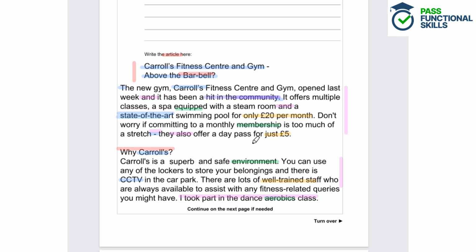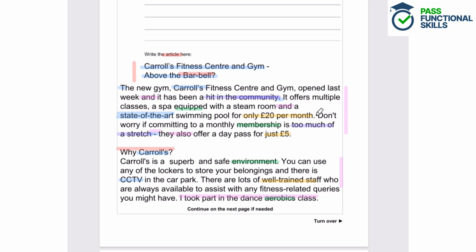We've also got colloquial language like "too much of a stretch." So we're using these phrases that you might use with friends and family to sort of reach out and appeal to the audience. We also have some contractions to make this slightly less formal.